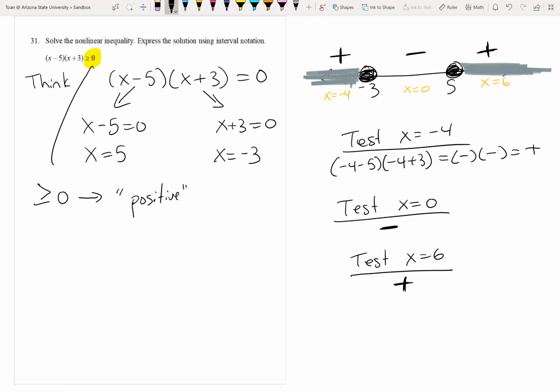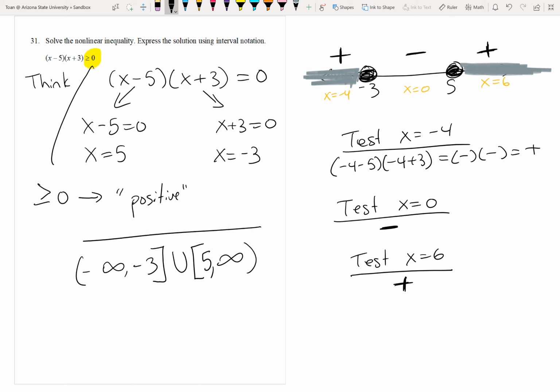So all you need to do is write it in interval notation. Hopefully you can see that the region to the left will go on forever to the left. So forever to the left is negative infinity, and it stops at -3. Infinities are always open, that -3 is closed. I have another interval to the right, so I need to join them with a union. That rightward interval starts at 5 and goes forever to the right to infinity. That is the solution set to number 31.